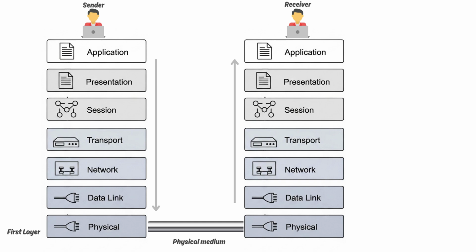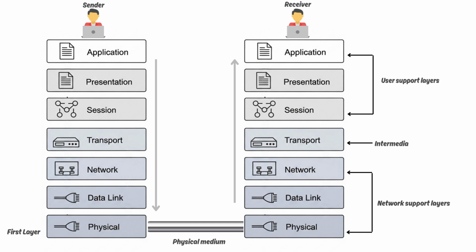As you know, the OSI model is divided into 7 layers. The application, session, and presentation layers are called user support layers, while the physical, data link, and network layers are called network support layers. And the transport layer creates a bridge between the user support layers and the network support layers. The OSI model is divided into 7 layers, but in this video we are focusing only on the first 3 layers, which deal with the actual movement and delivery of data.